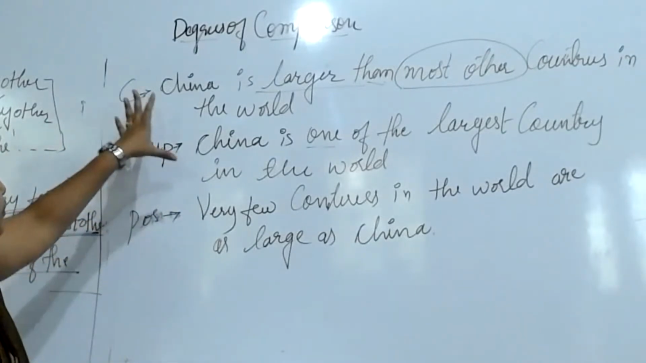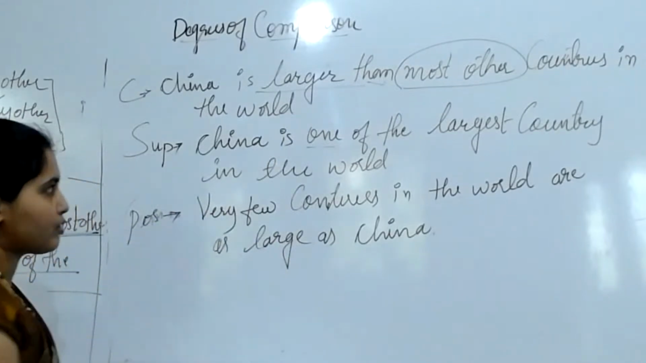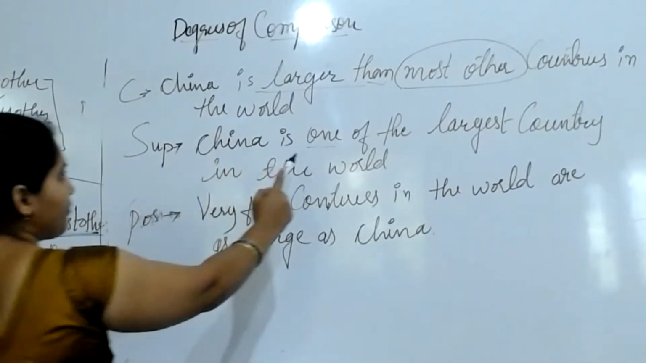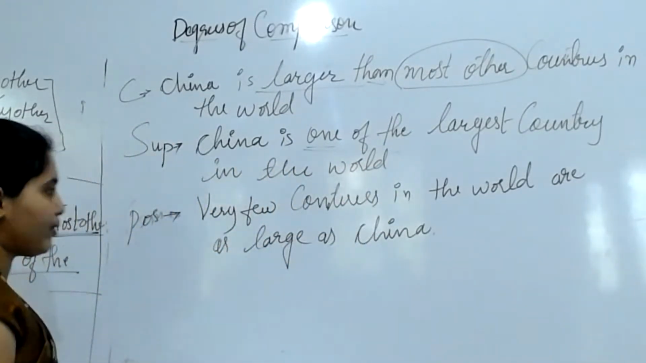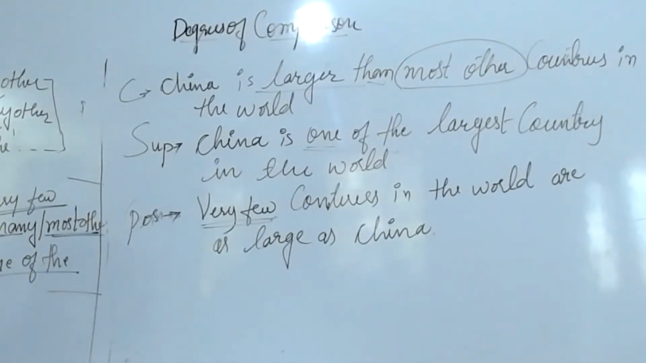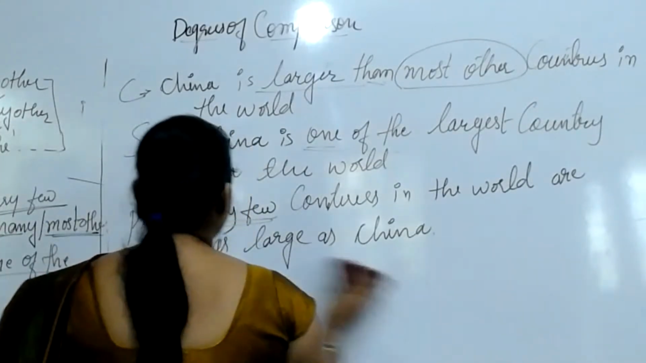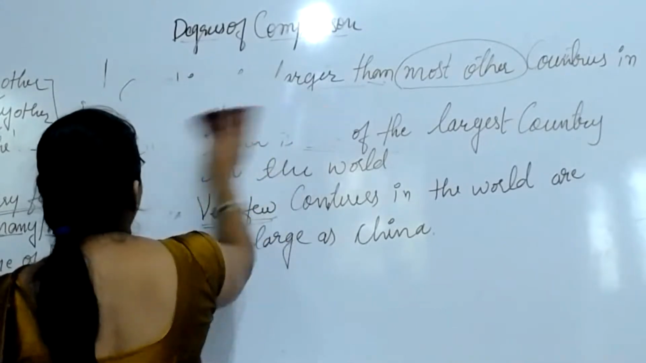So this is how you have to transform. In the comparative degree, most other. In the superlative degree, one of the. In the positive degree, very few. These three words, these three pairs, you have to keep in your mind.